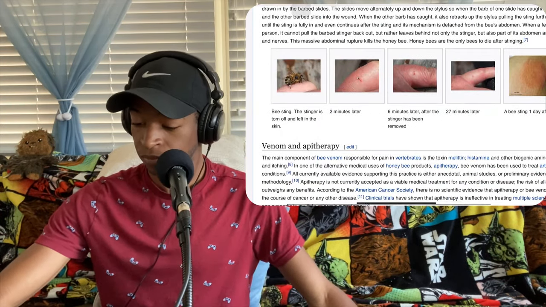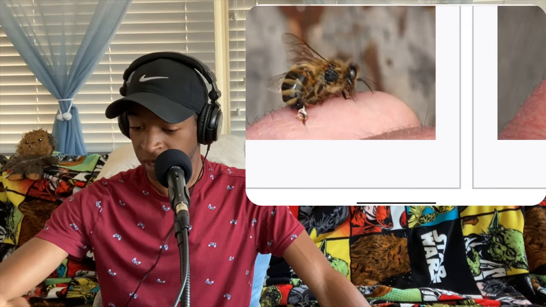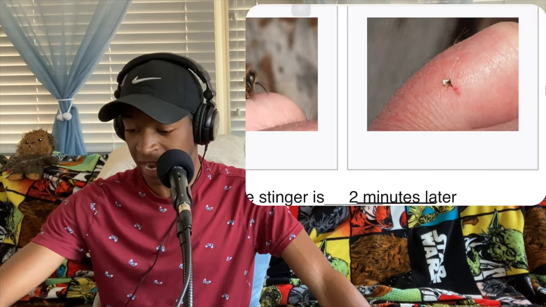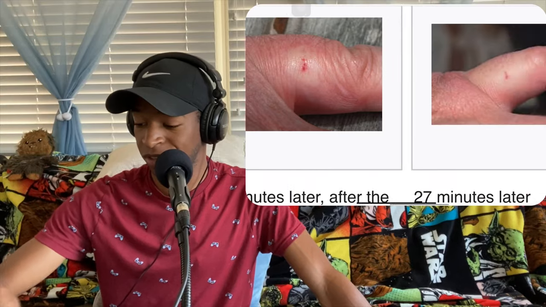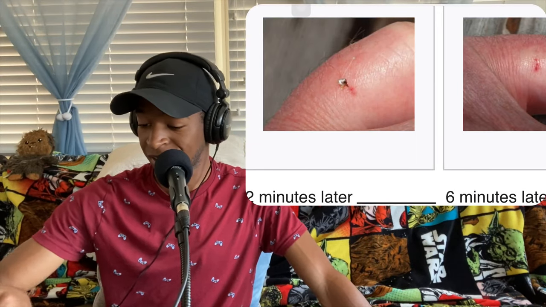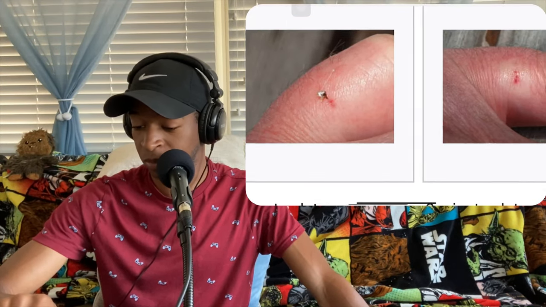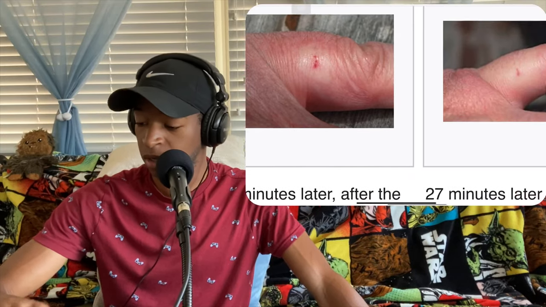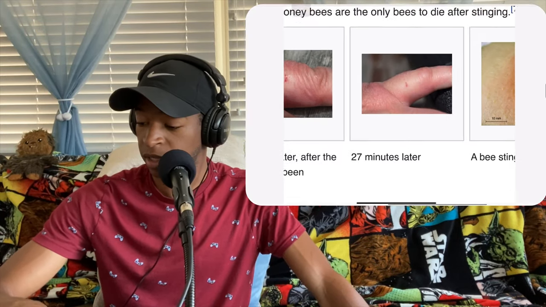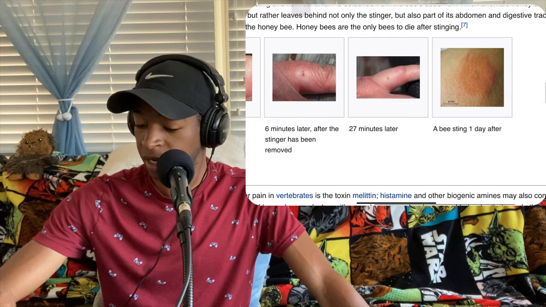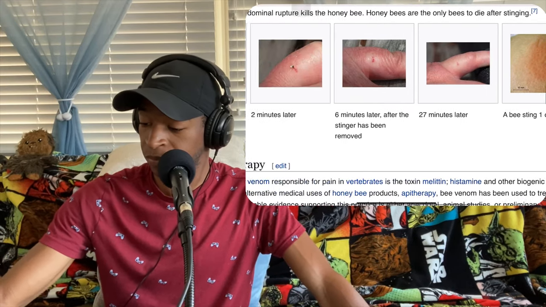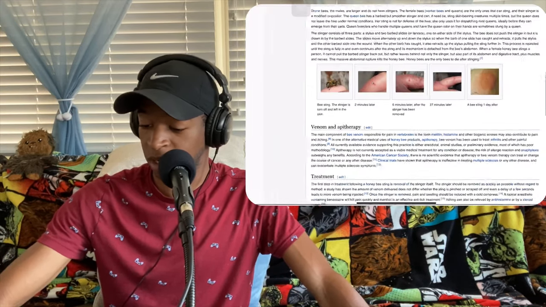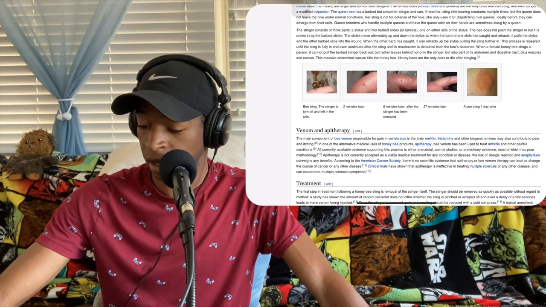Okay. Oh, look at these. There's some pics. He's right in there. Who took these pictures? Oh, and that's like part of his abdomen that rips off. There's the top of the sting here. And then that's the sting itself after 27 minutes. And after a day, it's all nice, big, red, and splotchy.